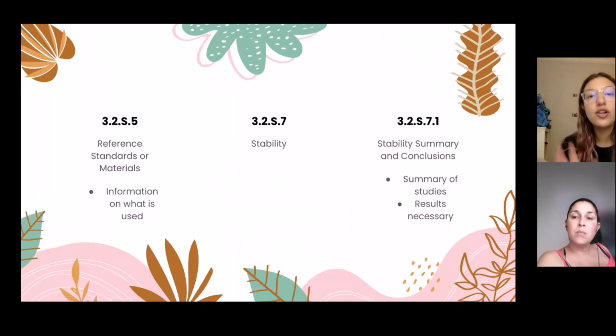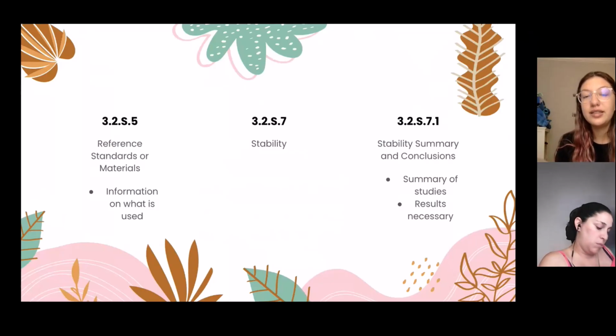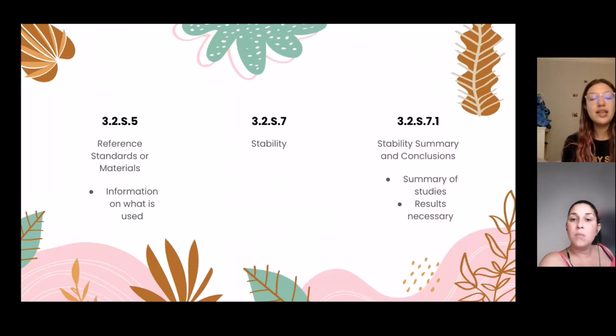All of the parts from 3.2.S.7 talk about stability, and there is a specific part on stability summary and conclusions. This is the part of the dossier where you explain the types of studies conducted previously, before ever entering all this information to the World Health Organization. So you have to tell them the studies and the protocols that were used.